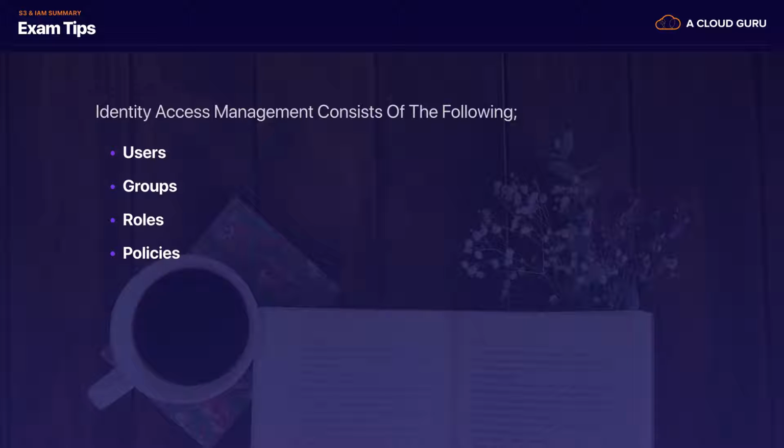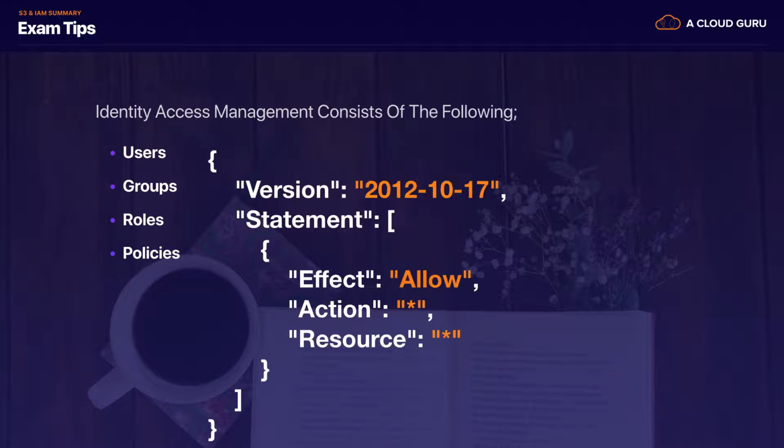We did create a role when we turned on cross-region replication. So if you actually go into IAM and have a look at your roles, you'll see a role there for cross-region replication. We also learnt about JSON. So this is what policies look like. It's JavaScript Object Notation language.